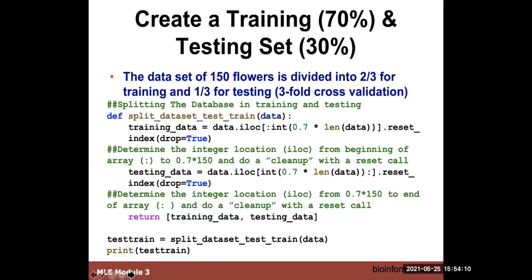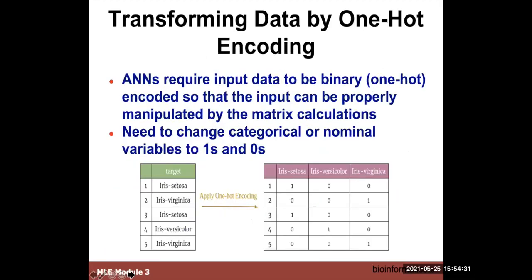So the first thing is to separate between the training set, which is about 2/3, so 105 flowers, and then 1/3, or about 30%, 45 flowers. And so this is just this bias where we've got 2/3 training, 1/3 for testing.